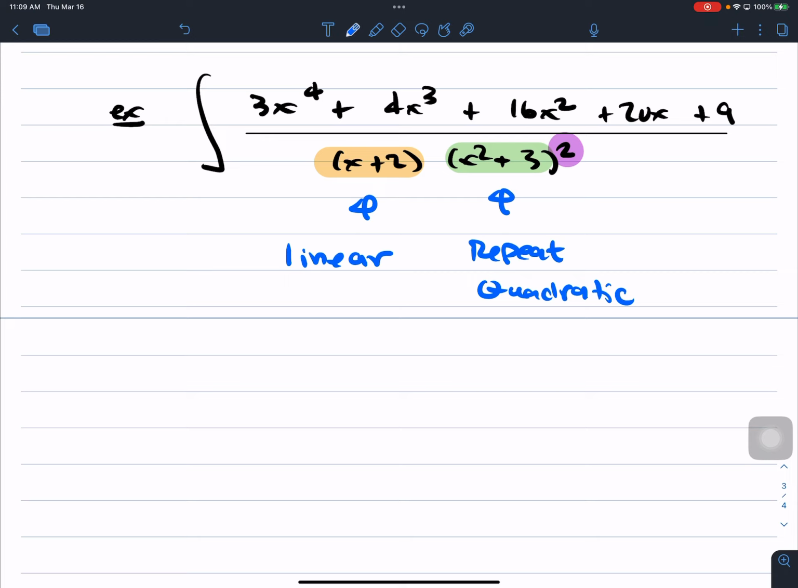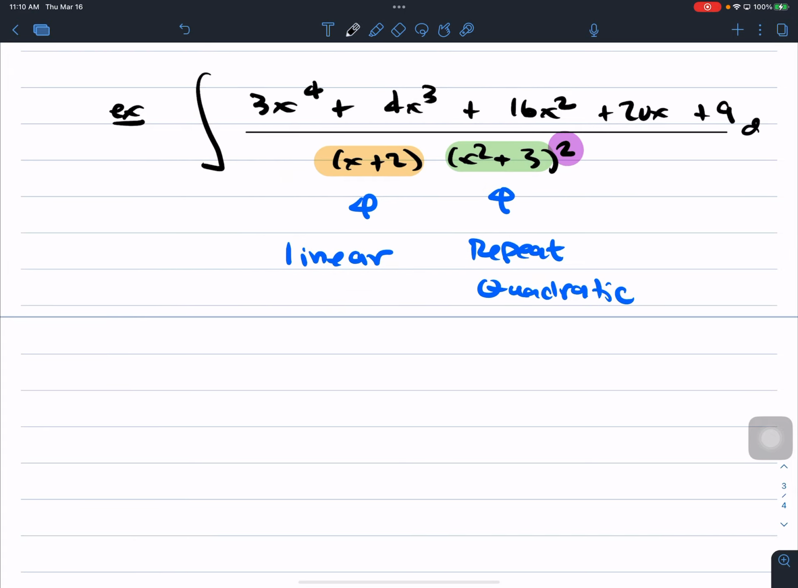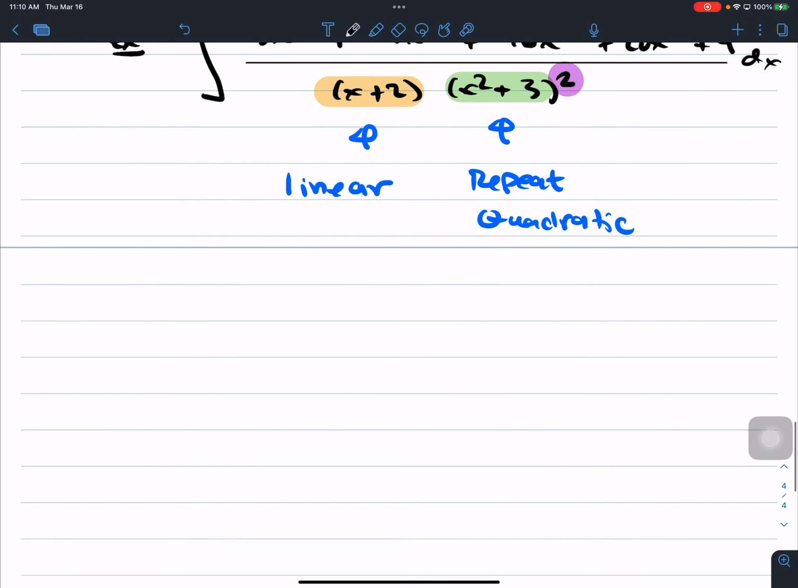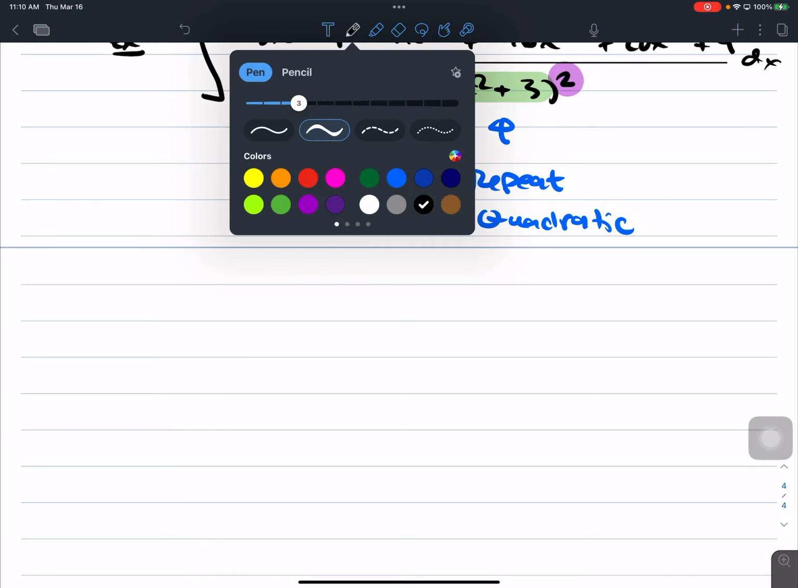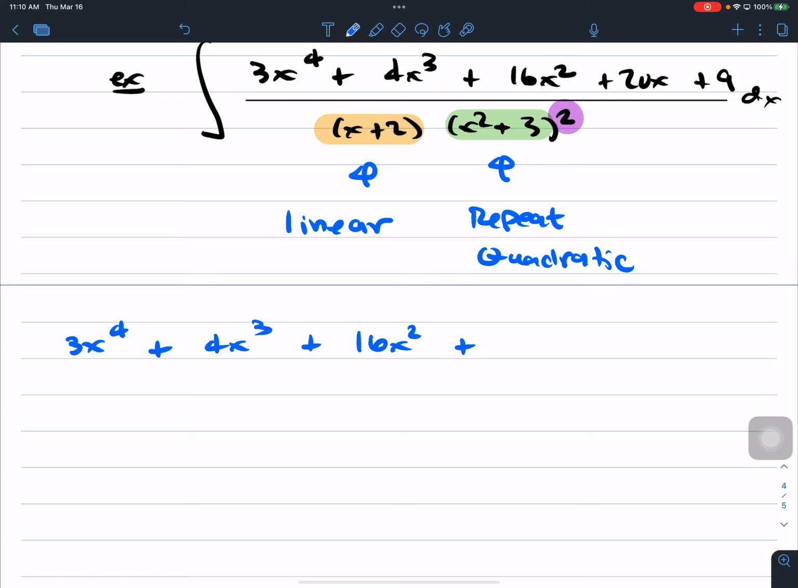So does that make sense? You guys see what I'm saying? Oh my gosh, what do you guys say? Oh, we forgot the dx. Okay, so I'm going to do this here. How do we do the partial fraction decomposition here? I'm going to say 3x plus 4, plus 4x cubed, 16x squared, 20x plus 9 over that denominator.